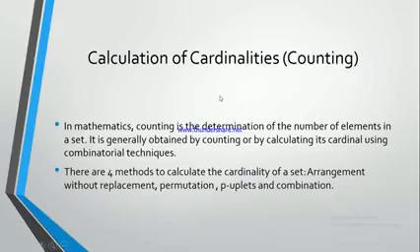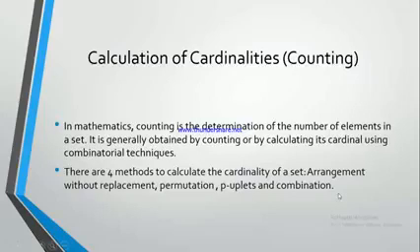So to calculate any probability, we need to calculate the cardinalities of the sets. In mathematics, counting is the determination of the number of elements in a set. It's generally obtained by counting or by calculating its cardinal using combinatorial techniques. So to calculate the cardinality, there are 4 methods: arrangement without replacement, permutation, p-uplets or arrangement with replacement, and combination.